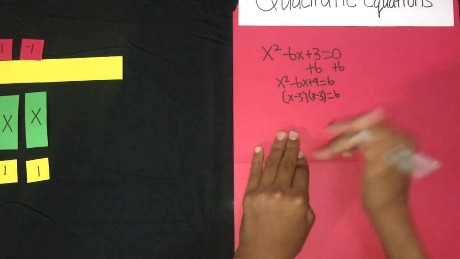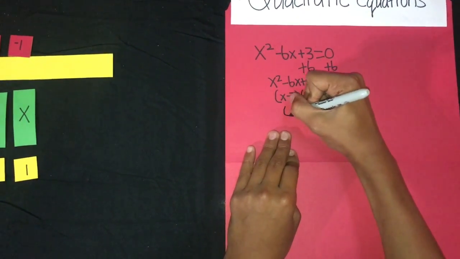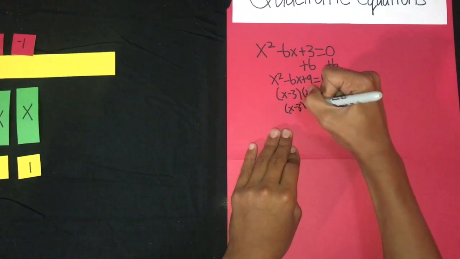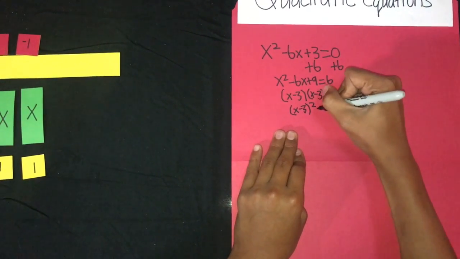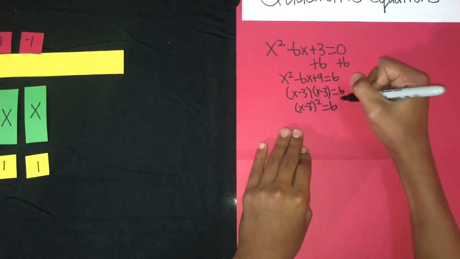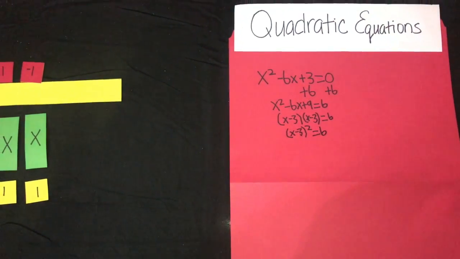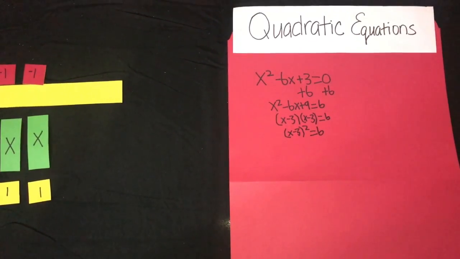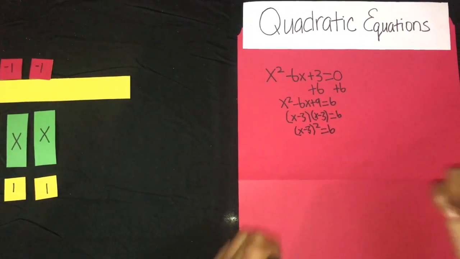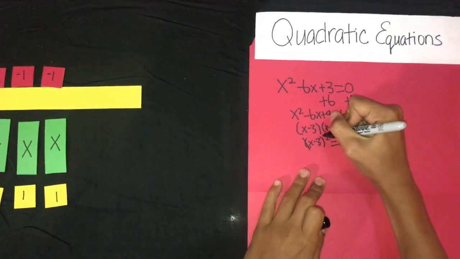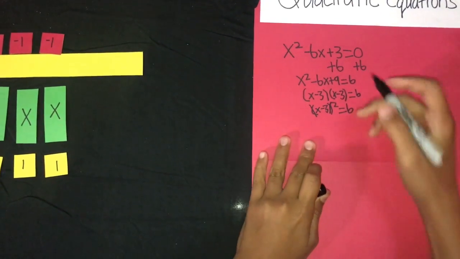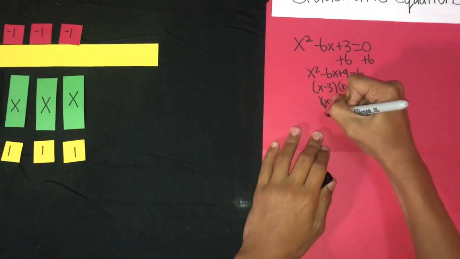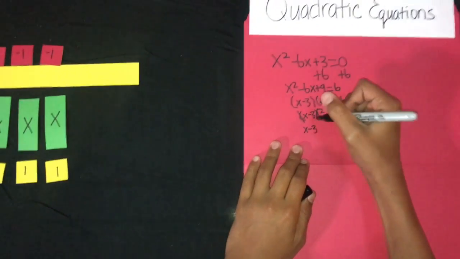Okay, now I'm going to show you an easier way that you could have done this. You could have just written it like this, which probably some of you guys did. x minus 3 squared equals 6. So now we're going to get rid of these parentheses. We don't need those anymore.